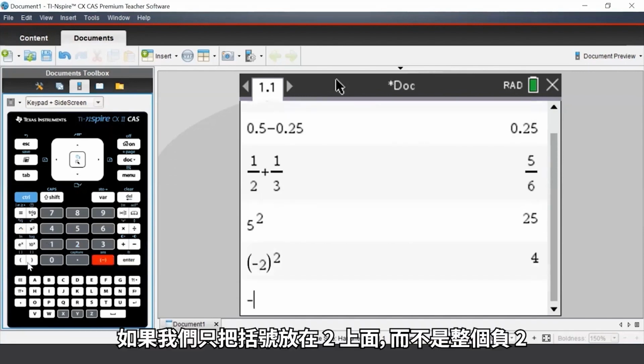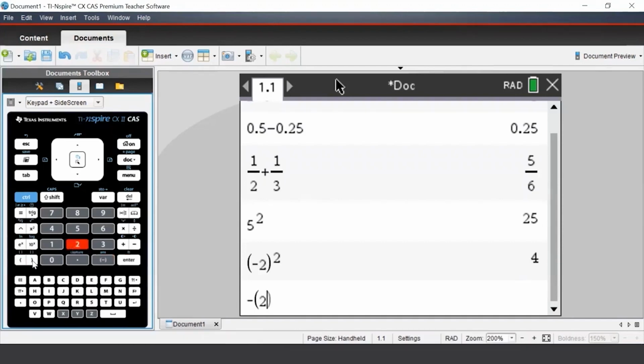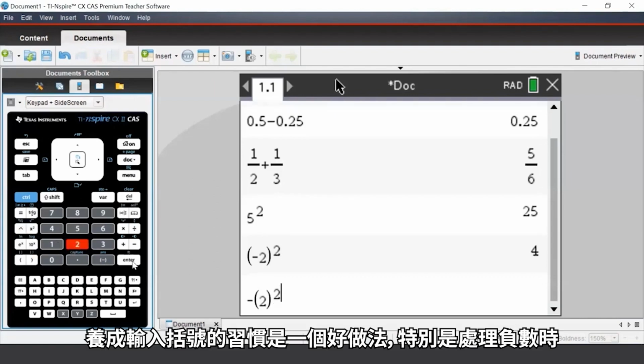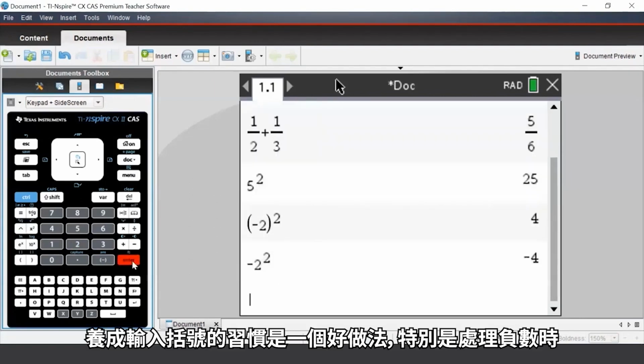If we had put brackets around just the 2 rather than all of the negative 2, we would get a different answer. It's a good habit to enter in brackets, especially when working with negative numbers.